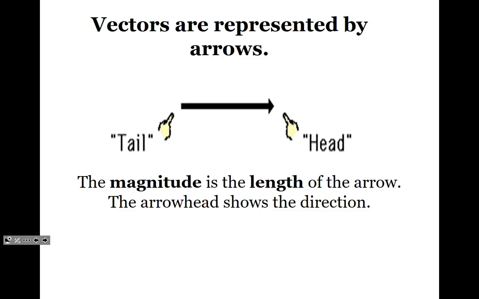So how do we represent a vector? A vector is represented by a line that we call a tail, and the head of it is an arrow. So the line represents the magnitude in length, and the arrow is going to represent where the object has stopped at that particular journey or part of the journey. So the arrowhead is going to show the direction in which the object is going.